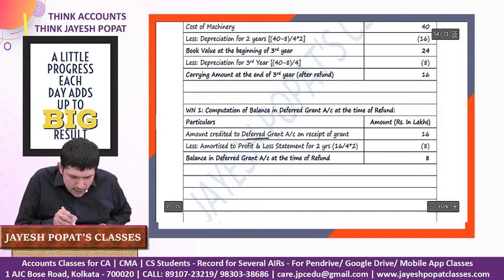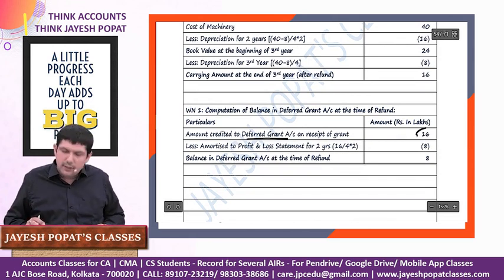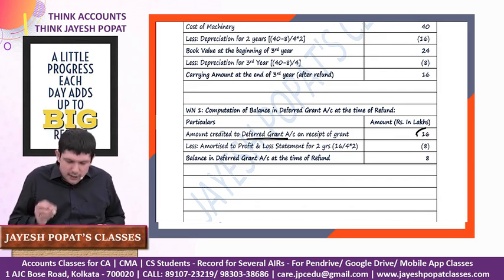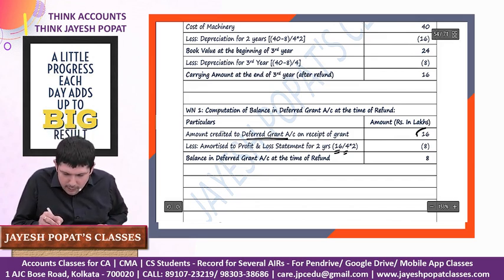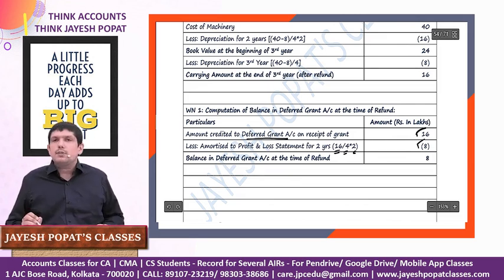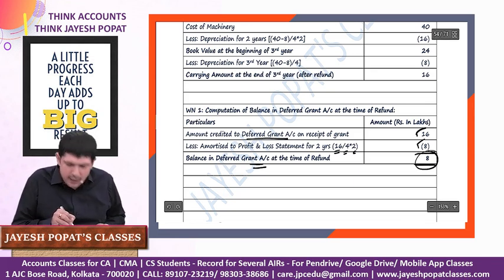Amount which was credited to the deferred grant is rupees 16 lakh, because 16 lakh worth of grant we had received, right? This is for 4 years. The useful life of the asset is 4 years. So 16 lakh divided by 4 into 2, right? We would have credited 8 lakh rupees to the PL, and at the end of the second year, there is a balance of 8 lakh rupees in the deferred grant account.